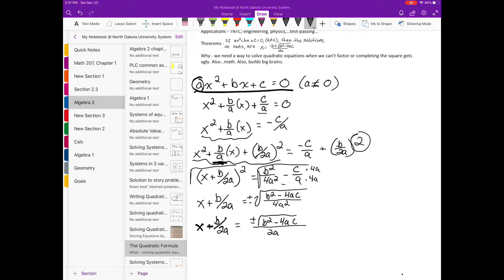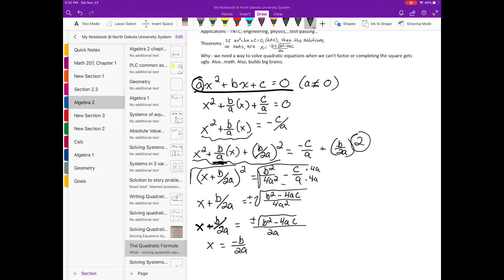All right, we still haven't solved for x though. We still have an x plus b over 2a over here. So we need to subtract b over 2a, and we get x equals opposite b over 2a plus or minus the square root of b squared minus 4ac. Whoops, I'm going to rewrite that. That's just ugly. Plus or minus, oh my goodness.